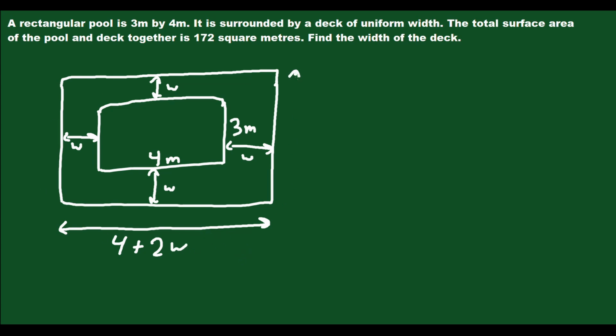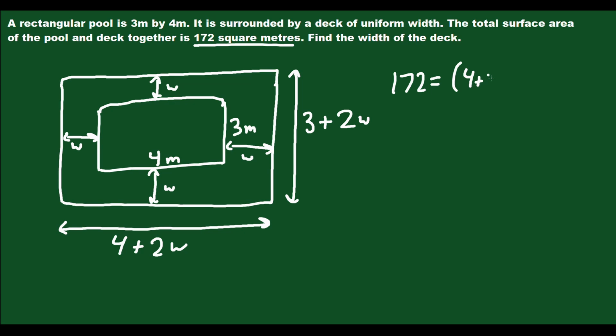And then the width of the whole thing, you can probably guess what this is going to be, right? It's 3 plus this width plus this width, right? So you get 3 plus 2W. That's the width of the whole thing. So if you're going to write an equation to represent the area of the whole thing, the 172 square meters, you could write 172 is equal to the length, 4 plus 2W, times the width, 3 plus 2W.